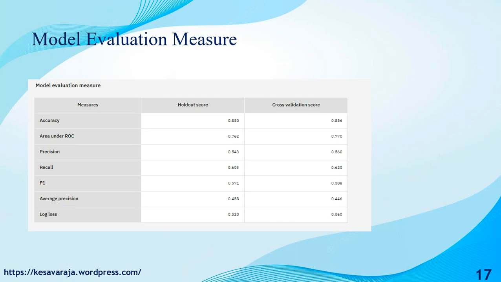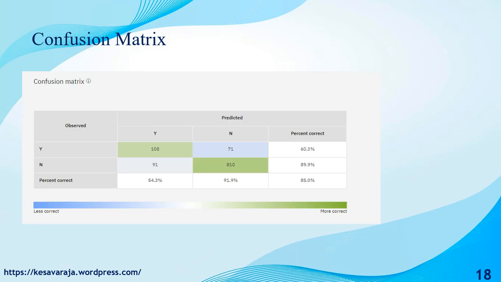This is the model evaluation measure: accuracy, ROC, precision, recall and effort. This is the entire model structure, which provides a confusion matrix with the percent correct, in a graphical confusion matrix. It says the true positive was 108, then true negative was 810. The recall rate was 54 as well as 91. The precision rate was 60 and 89. Then the overall accuracy was 85%. So it shows the result.